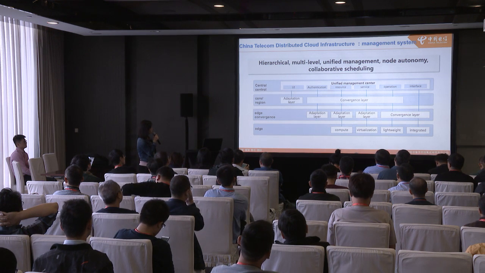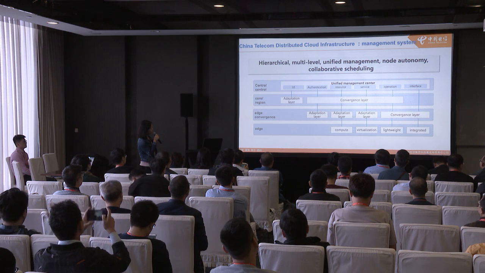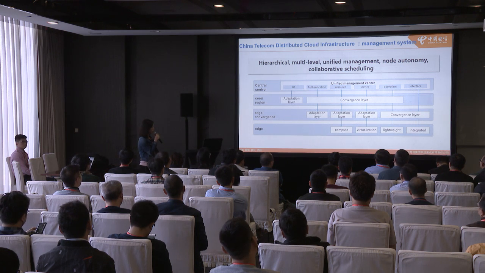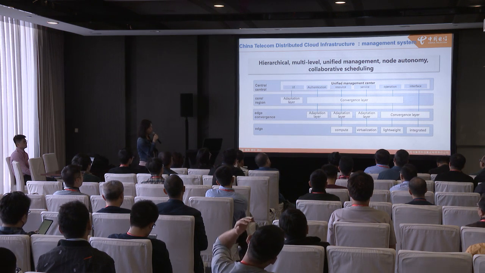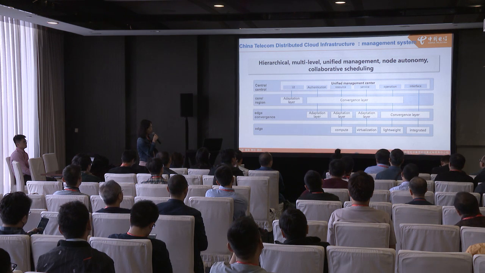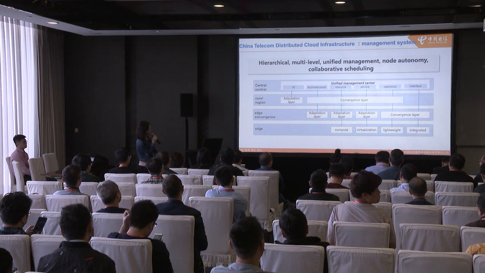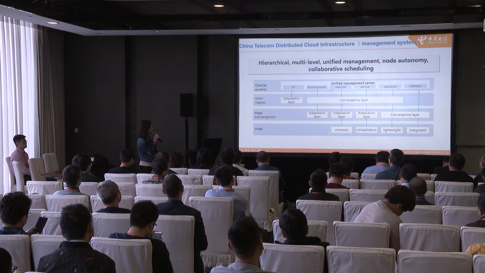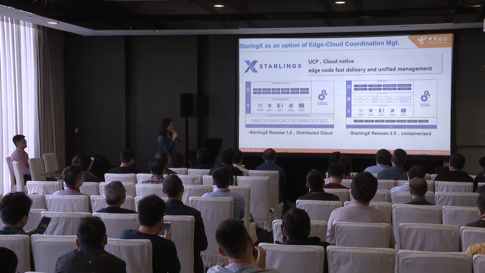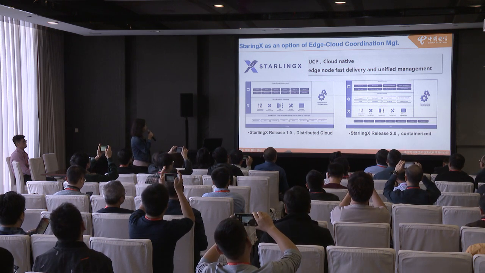And also for the edge, we should say that we take many different kinds of flexible solutions. For example, the single compute node, or just virtualization systems on the edge node, or lightweight solutions, for example, multi-VIM, multi-AZ, and also we could use the integrated delivery systems. And what we choose for the integrated delivery system is StarlingX. We choose it as an option for edge cloud coordination management.